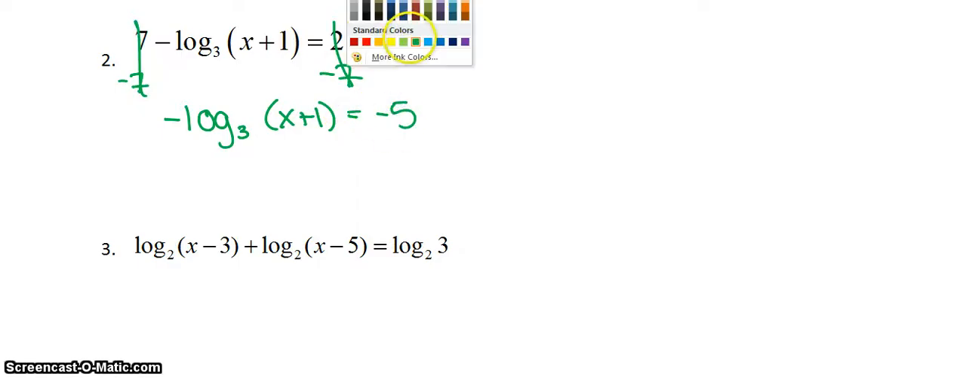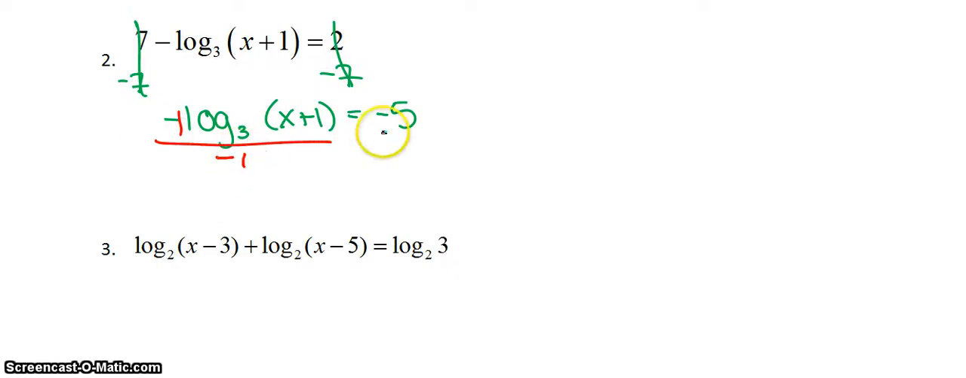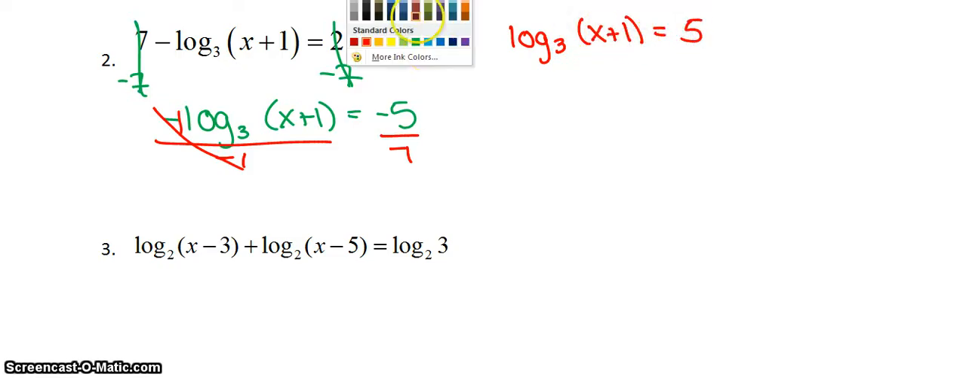Okay, now there's a negative in front of the log, which is really like a negative 1, if you imagine that. So I'll divide both sides by negative 1 to get rid of that. And that will leave you with log base 3 of x plus 1 equals 5. Once you have the log isolated, all you have to do is rewrite in exponential form.